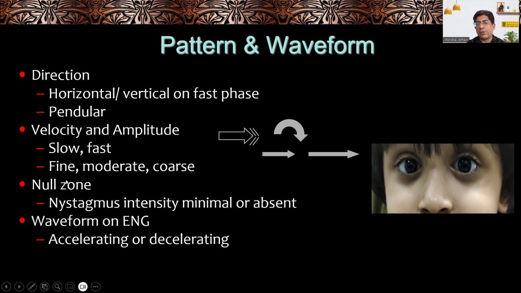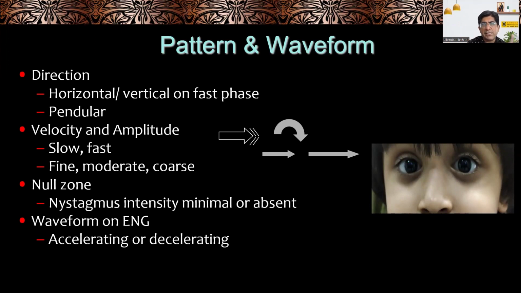Now, what is the null zone? The null zone is a unique place where the intensity of nystagmus completely reduces. This null zone has to be differentiated from the neutral zone, which essentially means that a patient who was beating towards the left, when he moves the eyes and starts looking on the right side, starts beating towards the right.